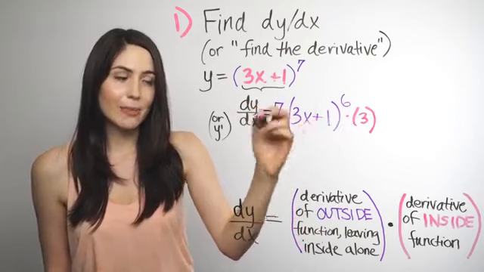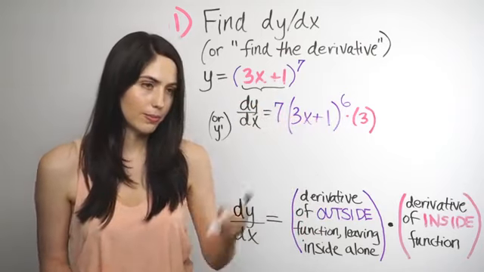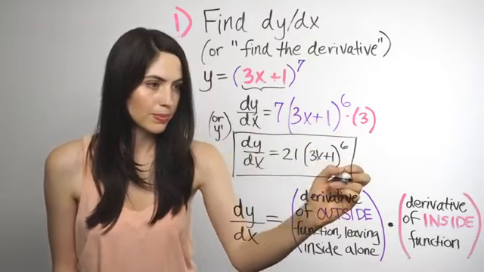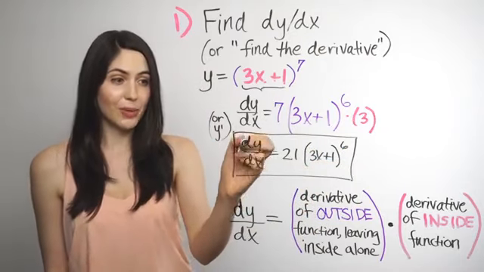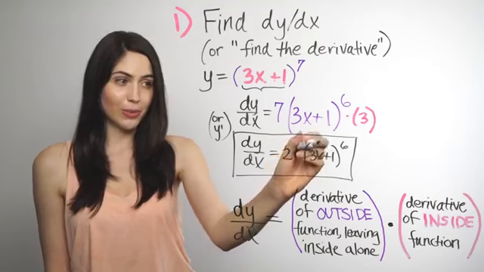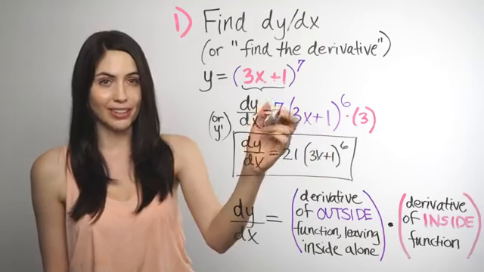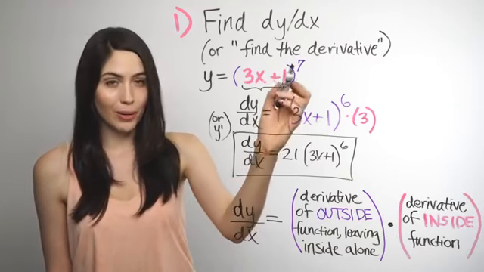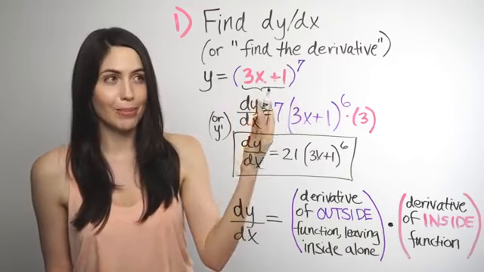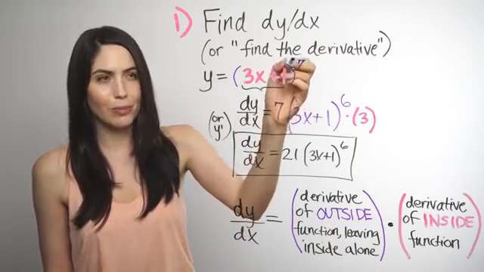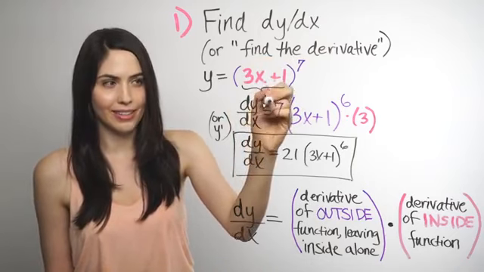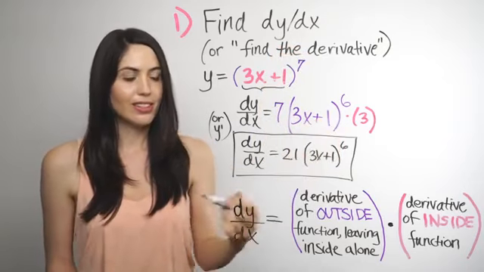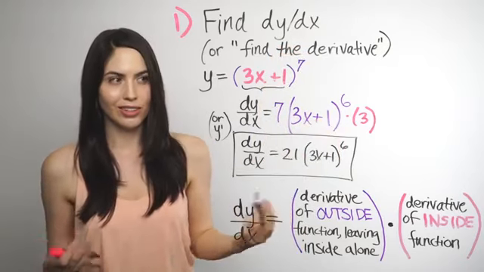You can clean this up a little bit and simplify. And that is your derivative. dy dx equals 21 times 3x plus 1 all to the 6th power. I combined the 7 times 3 out front. If you were confused about the power rule, you can look that up. That's a separate topic, another video. Basically, you bring that power down out front as a coefficient and then reduce the power by 1. So that's how you do the chain rule in general.